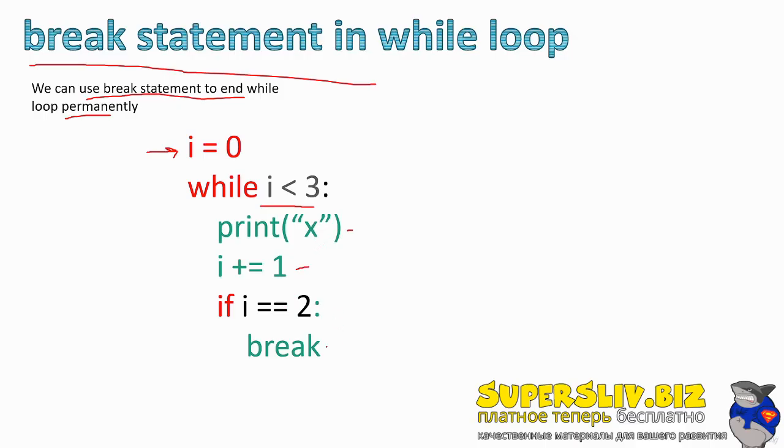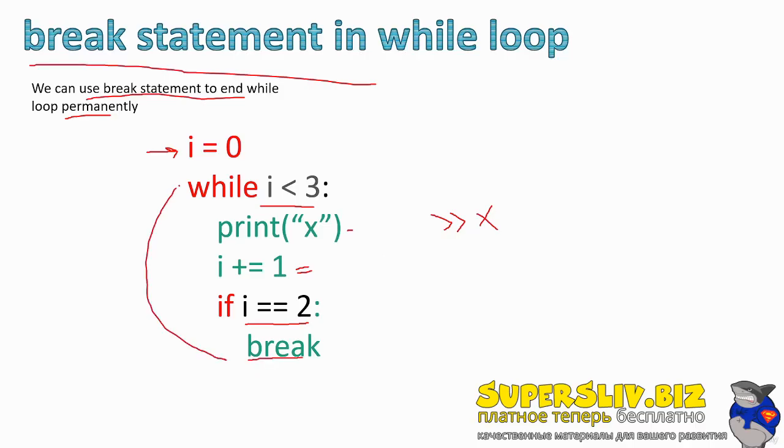Now let us see how this code is going to work. First i is equal to 0. So it is less than 3. So the condition is true. So it will run the contents of the while loop. First it will print x. Then it will add 1 to the i. Now i is equal to 1. But i is not equal to 2. It is still 1. So break statement will not work.